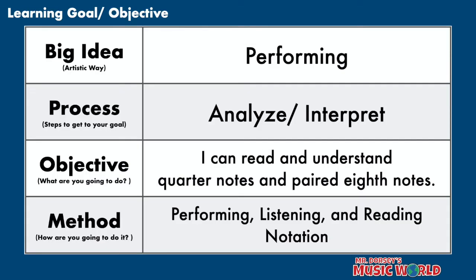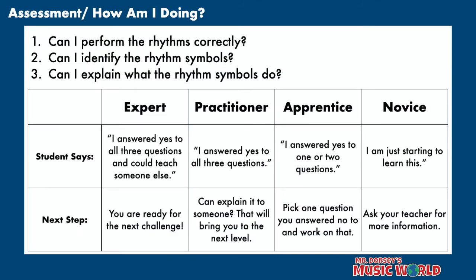Now let's go back to our learning goal. Our big idea was performing. Our process was analyze and interpret. Our objective was I can read and understand quarter notes and paired eighth notes. And our method was performing, listening, and reading notation. Now let's assess or grade ourselves on how we did. I told you at the beginning of class there were 3 questions you had to think about. Can I perform the rhythms correctly? Can I identify the rhythm symbols? And 3, can I explain what the rhythm symbols do?